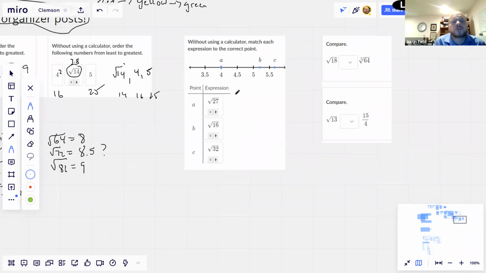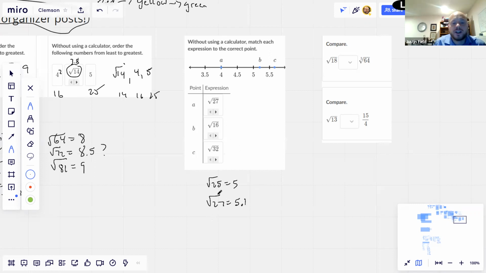So similar thing. We want to order them on a number line. So the square root of 27. Okay, so I know that the square root of 25 is 5. So the square root of 27 must be like 5.1, 5.2, 5.3. I'll just call it 5.1.